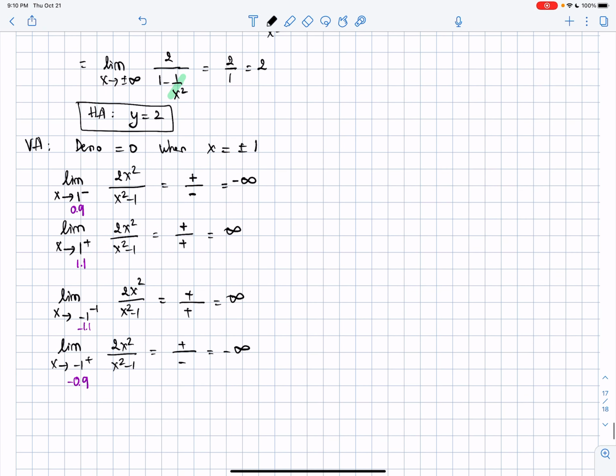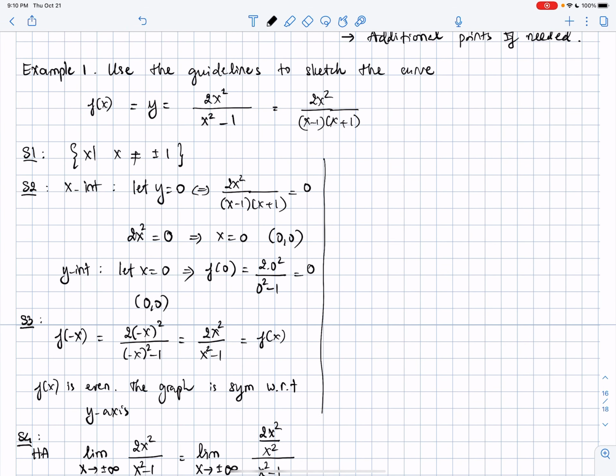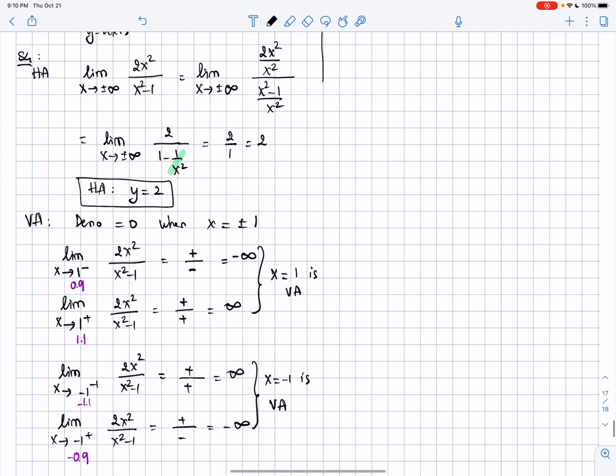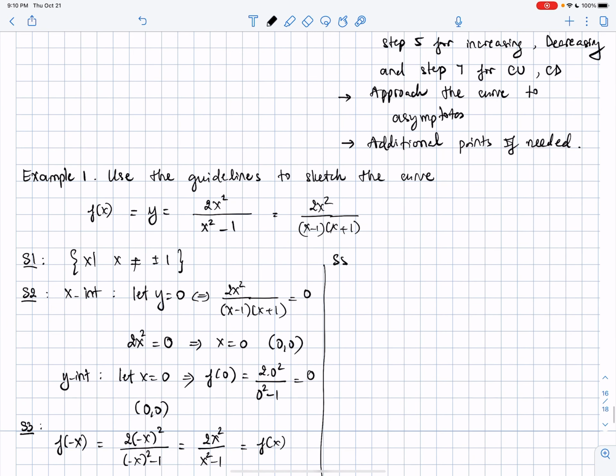Okay, so from the first two pieces of information, we conclude that x equal to 1 is a vertical asymptote. For the last two, we can say that x equal negative 1 is a vertical asymptote. Okay, so we just finished step number 4. Then continue to step number 5. We will find the increasing and decreasing intervals.